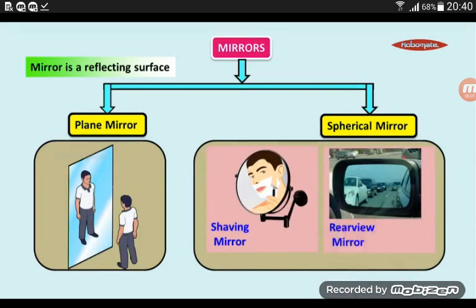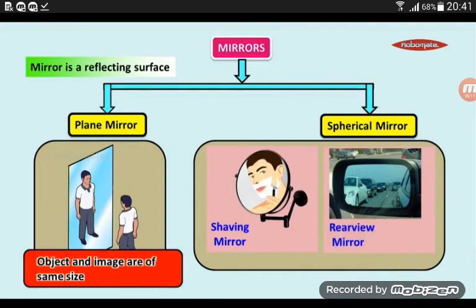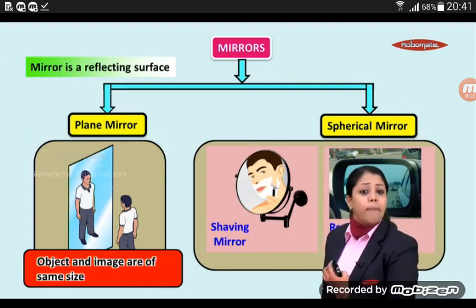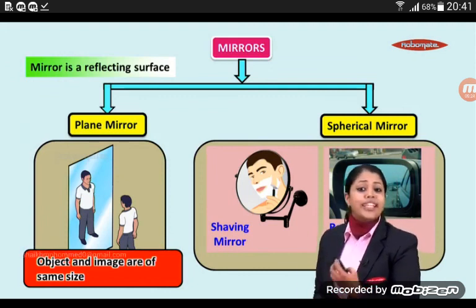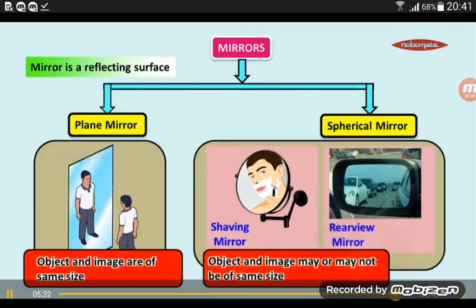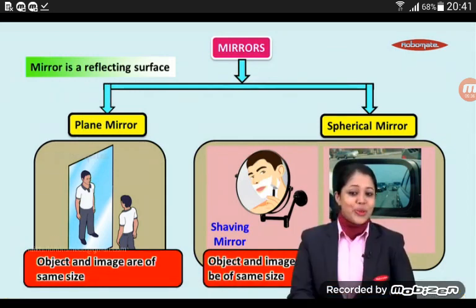And where is a spherical mirror used? A spherical mirror is used as a shaving mirror and also as a rear view mirror in our cars. Now what is the major difference between a plane mirror and a spherical mirror, students? In a plane mirror, object and image are of the same size. But when it comes to a spherical mirror, object and image may or may not be of the same size. It depends. So students, here we have understood two types of mirror, that is plane mirror and spherical mirror.